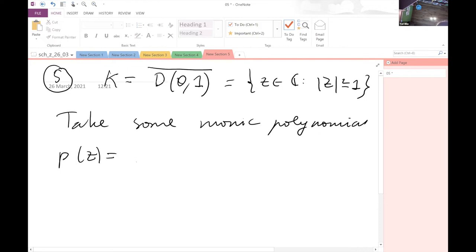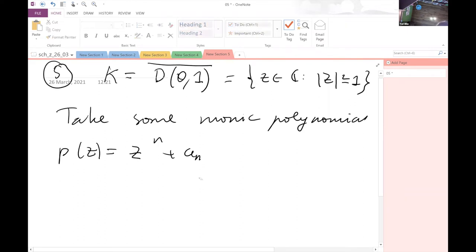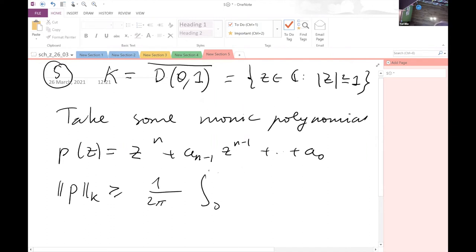Well, P of z equals z to the n plus a n minus 1 z to the n minus 1 plus etc. plus a 0. And now what we know about the norm: we know that the biggest value it takes is on the boundary, by the maximum principle, which implies that the norm is greater or equal than the integral, the average with respect to this boundary.